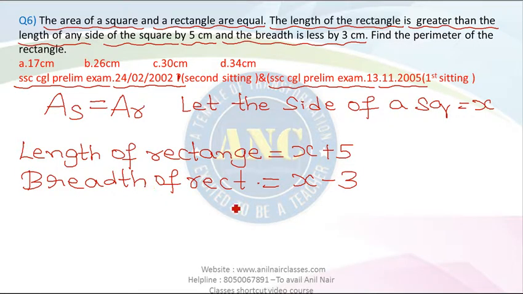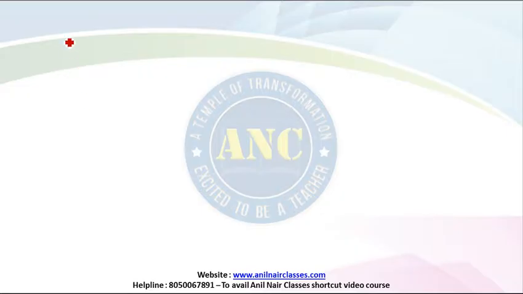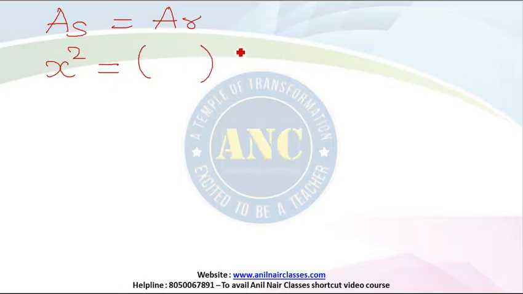Now it is given in the question that the area of the square is equal to the area of the rectangle. Let me write it in the next screen. Area of the square is equal to area of the rectangle. Area of the square is nothing but x square, because x is the side of the square. Area of the rectangle is length multiplied by breadth. Length is x plus 5, breadth is x minus 3.